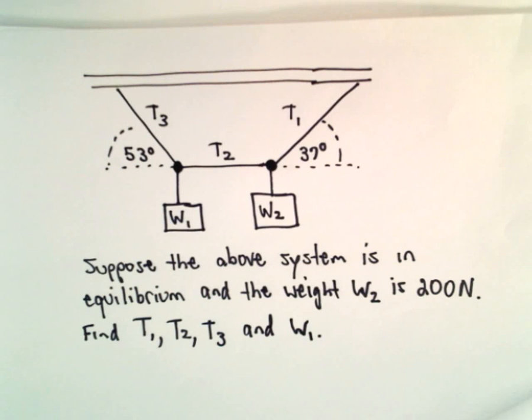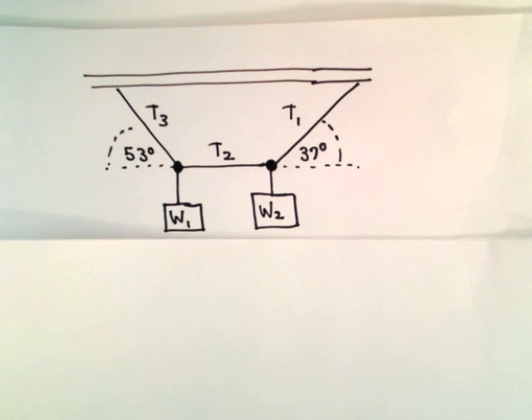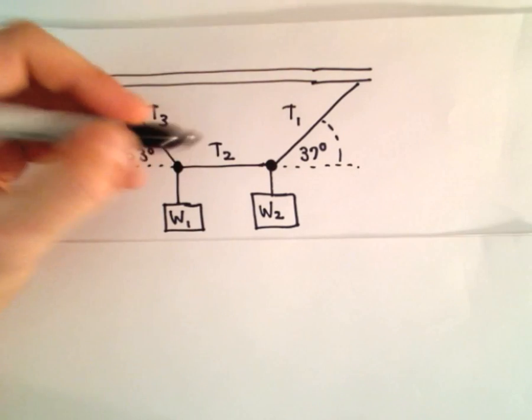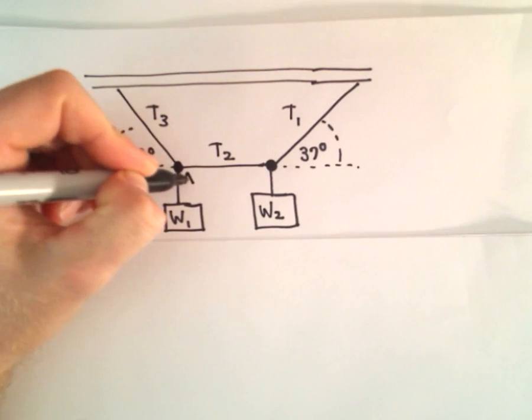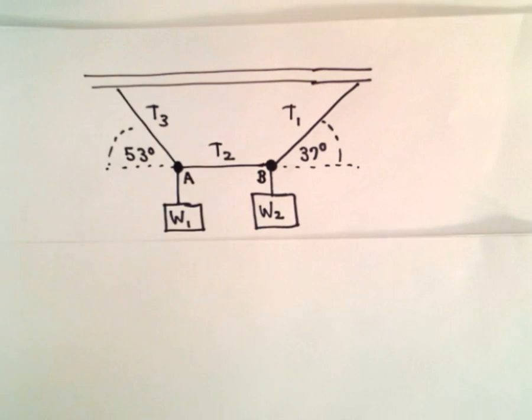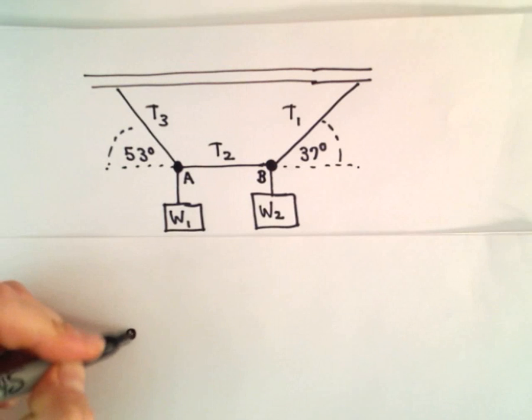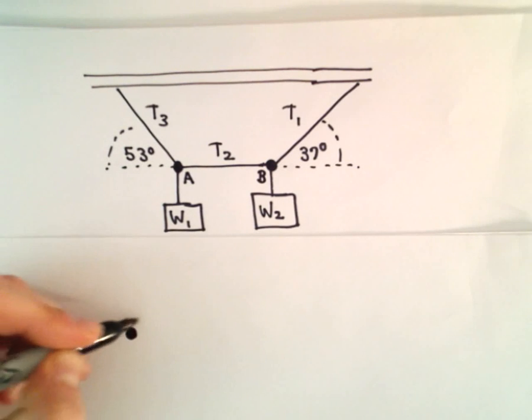So to do this, just like we've done in the other examples, I'm going to start off by making, in this case, two free body diagrams, and then it's just going to be a matter of relating everything together. Shouldn't be too bad, I hope. So let me call this the point A, and I'll label this little point as point B. So there's our point A.